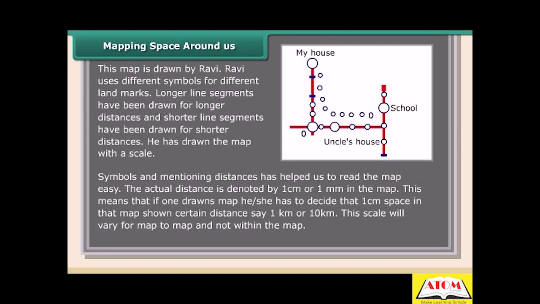The actual distance is denoted by 1 centimeter or 1 mm in the map. This means that if one draws a map, he/she has to decide that 1 centimeter space in that map shows a certain distance, say 1 kilometer or 10 kilometers. This scale will vary from map to map and not within the map.